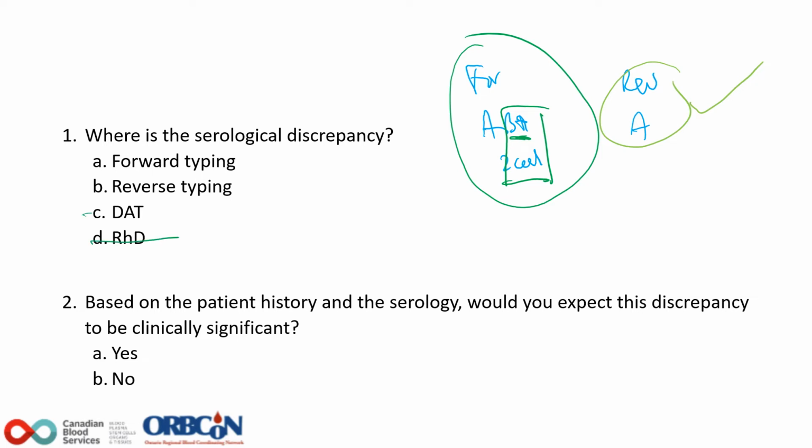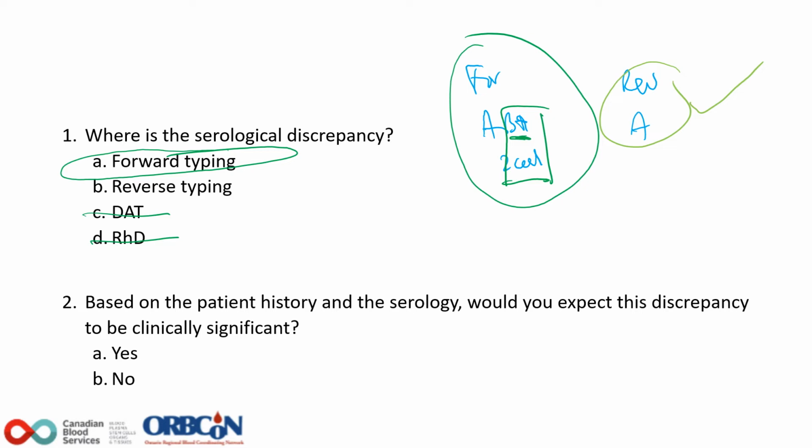So we know that the RHD and the DAT, the controls and everything looked good. So there's no reason to question the discrepancy there. And so then you're stuck between forward and reverse, and it's the forward because there's a discrepancy in the B cells being typed. Based on the patient history and serology, would you expect this discrepancy to be clinically significant? So this is a tough one because you have to really think about whether or not this discrepancy would cause any issues and whether or not it's going to cause harm to the patient.